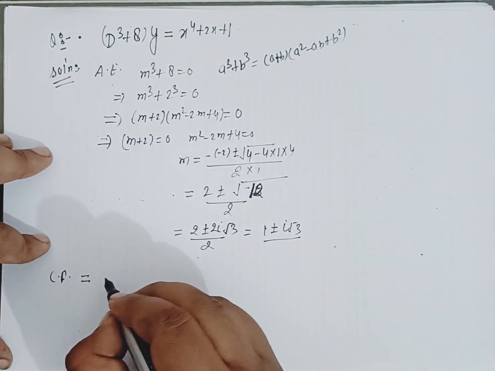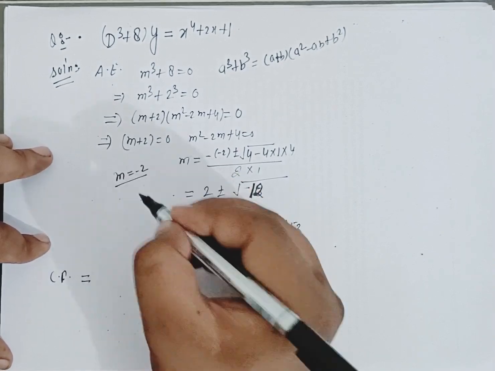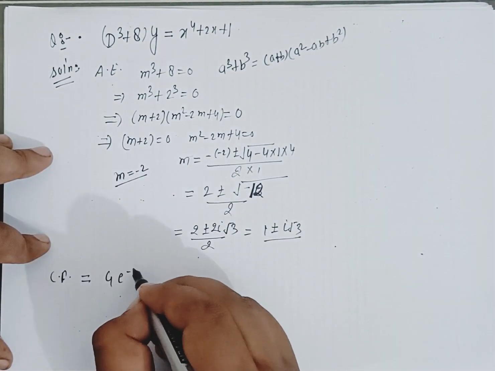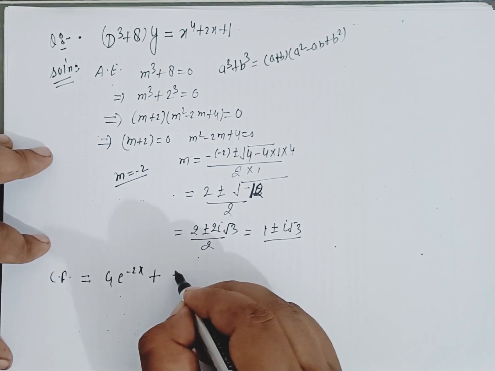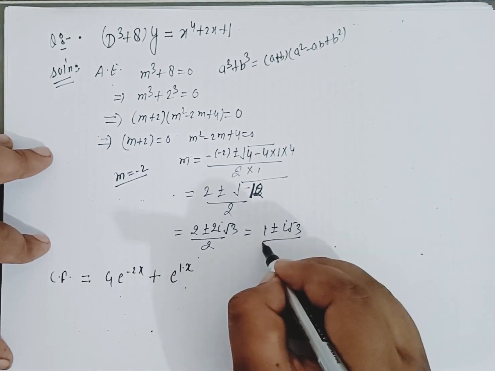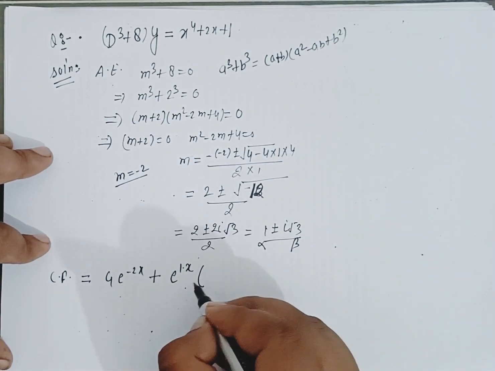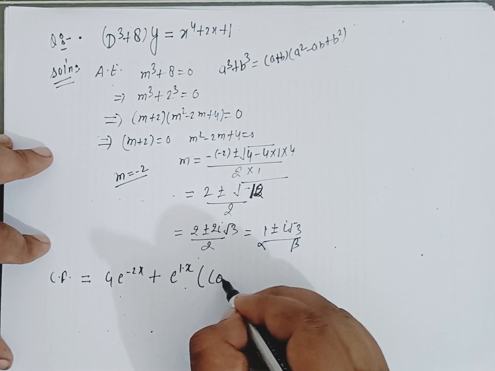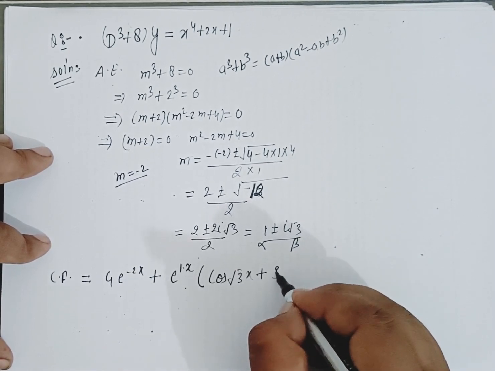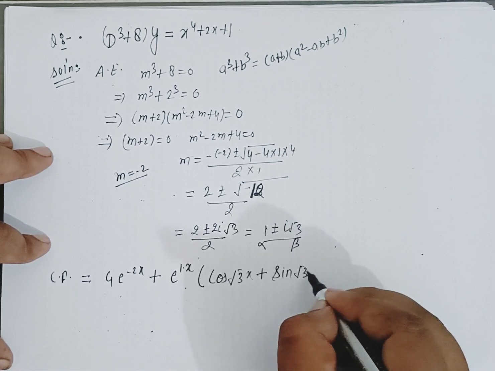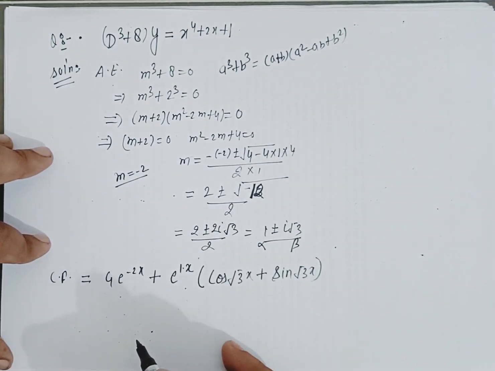So now the complementary function will be: we have the real root m equals minus 2, so c1 e to the power minus 2x, and then plus e to the power 1 into x, because the value of alpha is 1 and beta is square root 3, times cos square root 3x plus sine square root 3x. So we have this CF.